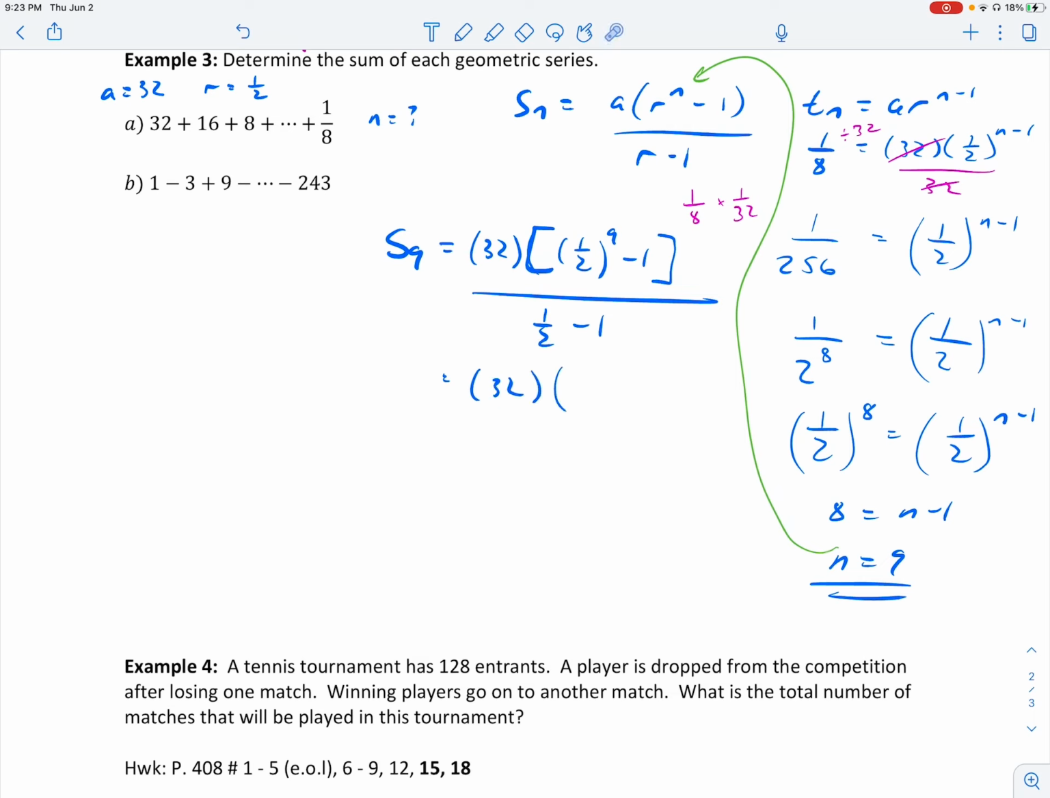1/2 to the 9. Well, 2 to the 9 is 2 times bigger than 2 to the 8, which is 256. So we can double that. I know that's going to be 512 minus 1. It's going to be, sorry, 1/512 because it's 1/2 to the 9. So if I'm just doing 2 to the 9, that's right here. And this is all over 1/2 minus 1, which is -1/2.